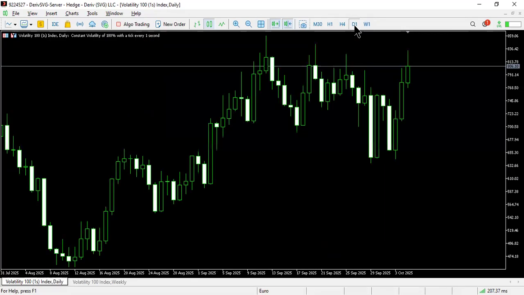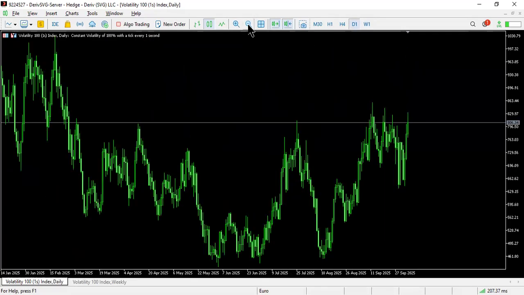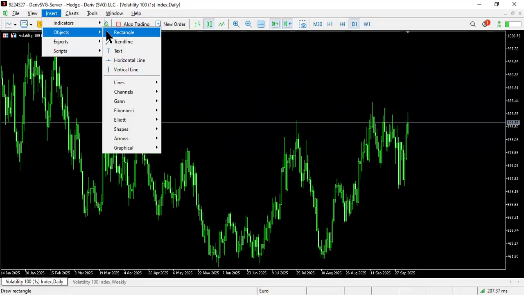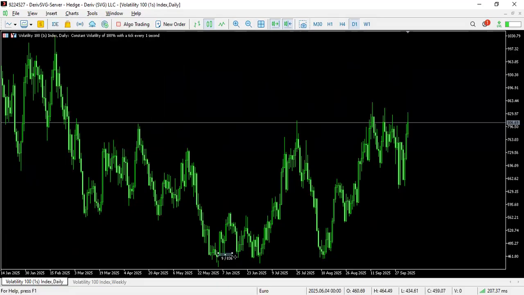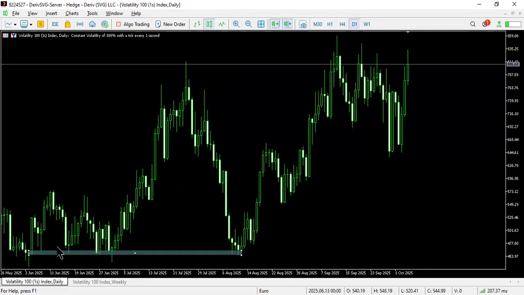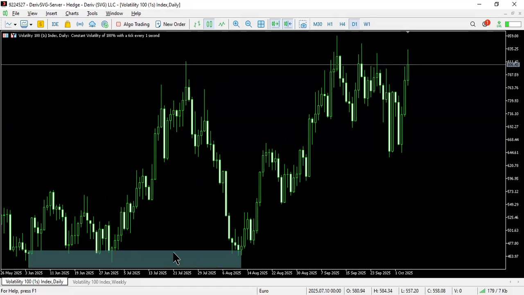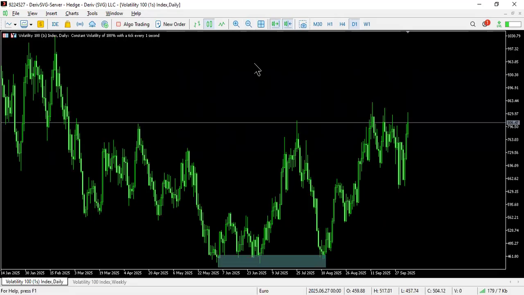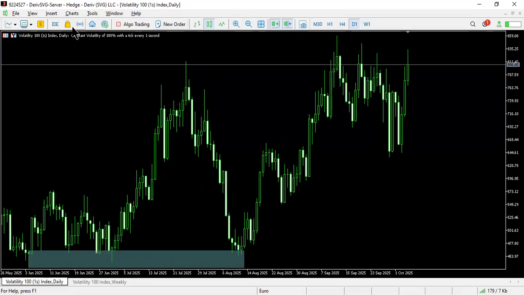And then if we go to the daily, we can mark the support level, which is supporting price from coming to the demand. So that is a support level. Now, studying the recent price action, we can see that price has been clearing highs.